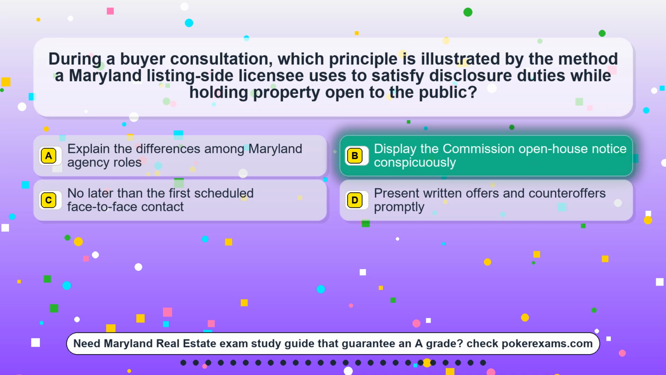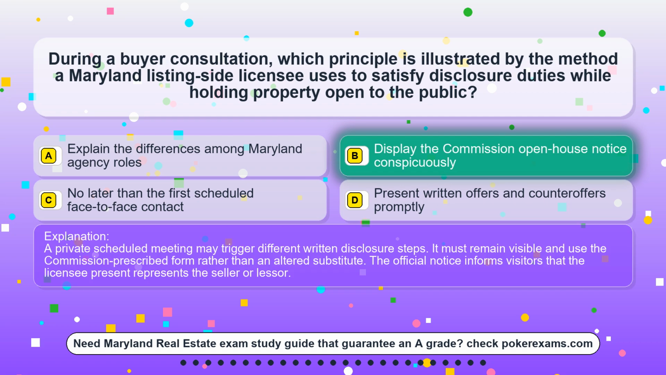The correct answer is option B, display the commission open-house notice conspicuously. A private scheduled meeting may trigger different written disclosure steps. It must remain visible and use the commission-prescribed form rather than an altered substitute. The official notice informs visitors that the licensee present represents the seller or lessor.